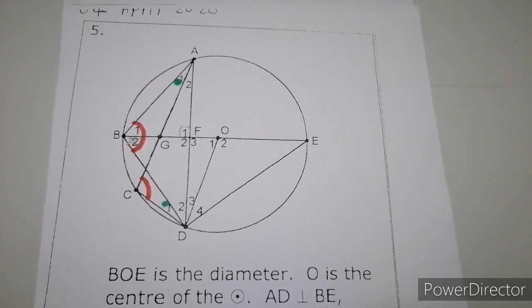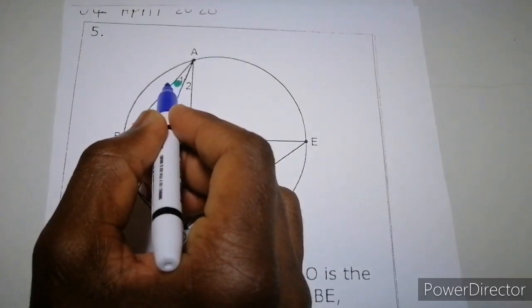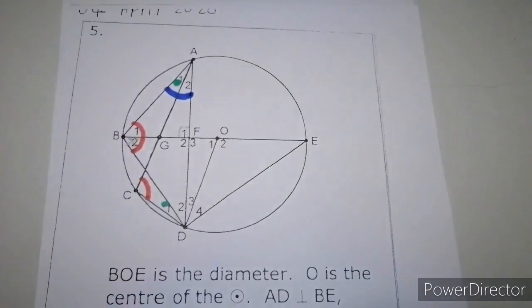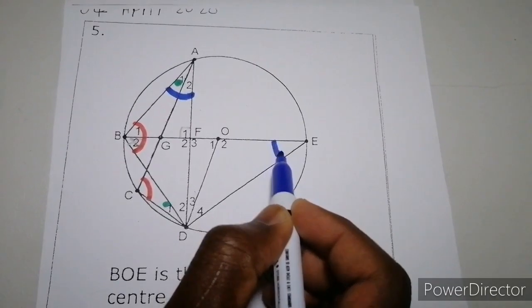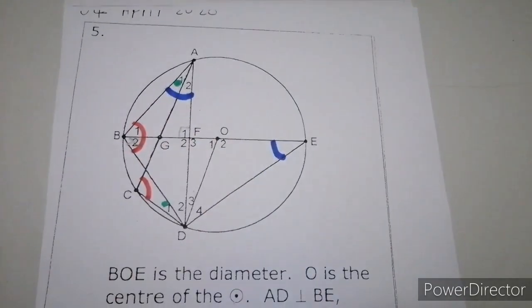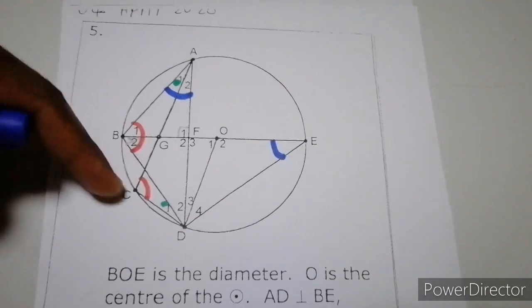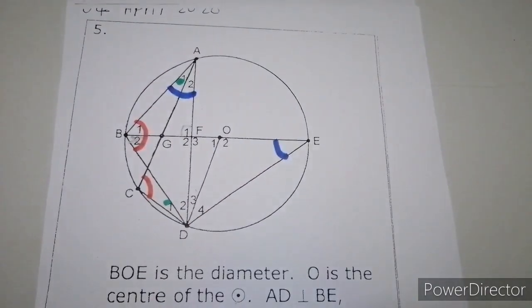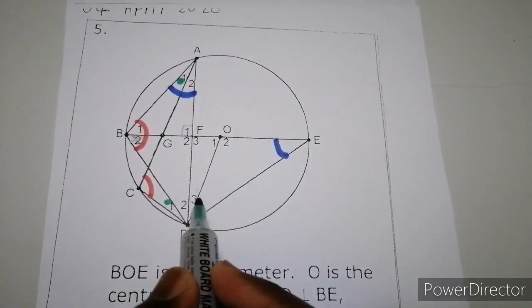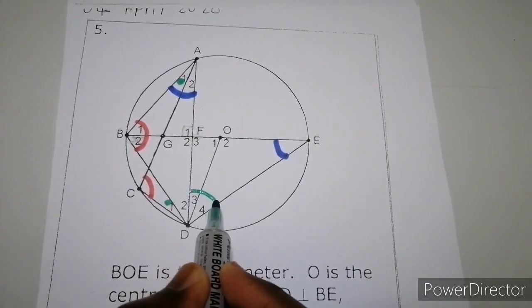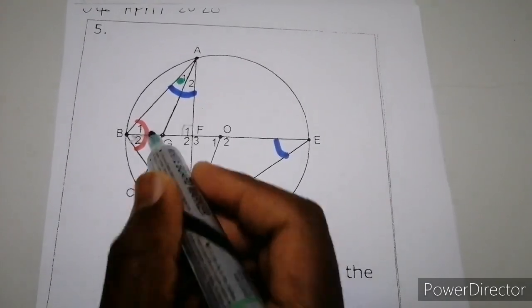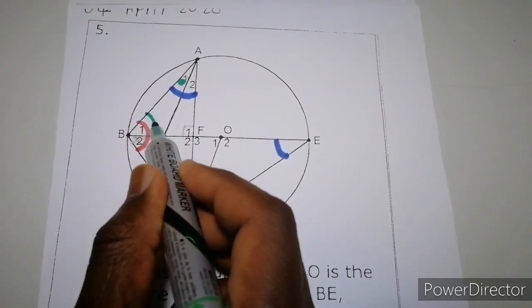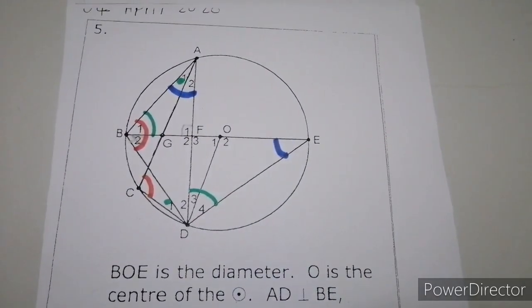Now, another thing, we can indicate that angle A1 and A2 equal to angle E. These angles are in the same segment, subtended by the same arc BCD. Angles in the same segment. Again, we can indicate this angle equal to B1. Angles in the same segment.